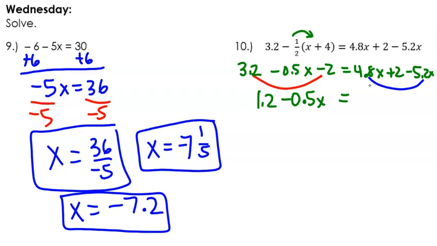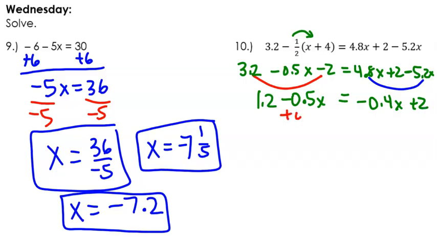On the right-hand side, I have 4.8 minus 5.2. Right? You see that minus sign in front of the 5.2? That's what you're going to do. And that gives me negative 0.4x, and the plus 2 will just come down.